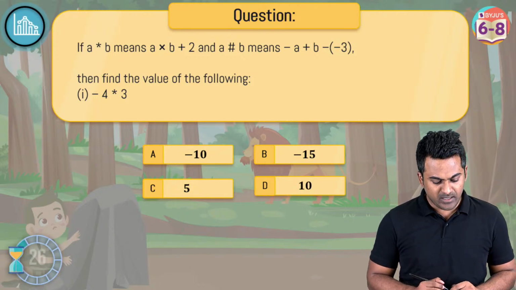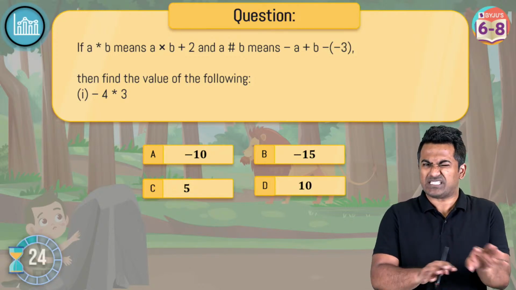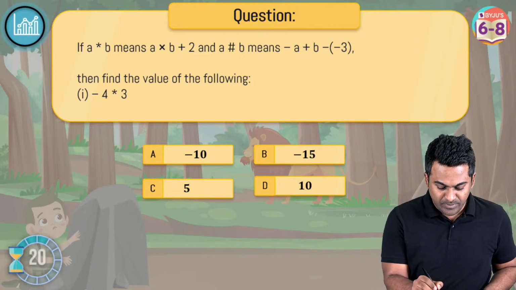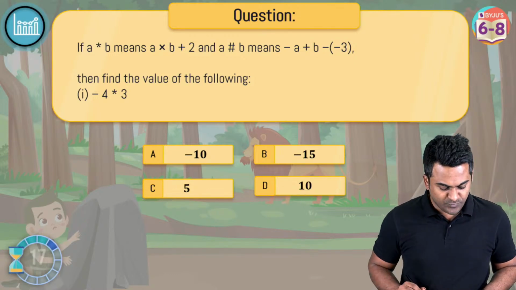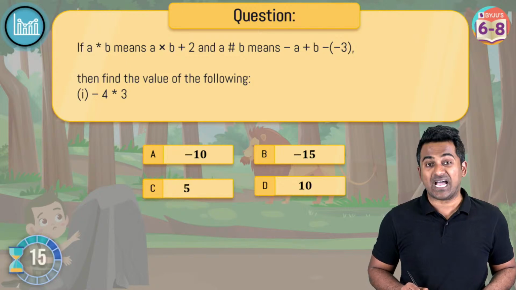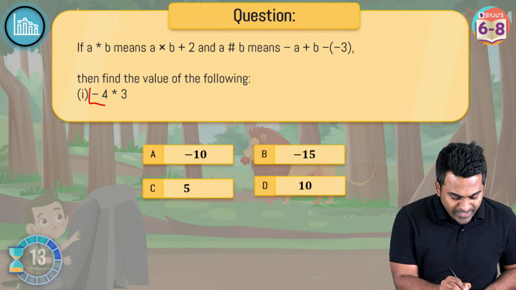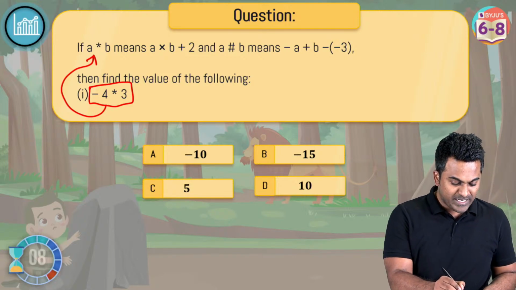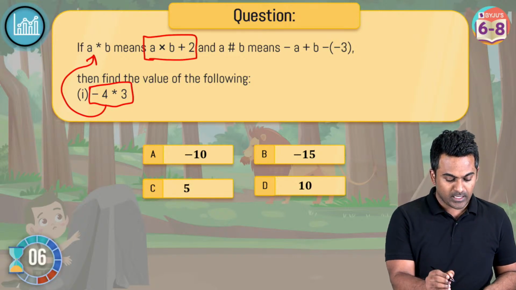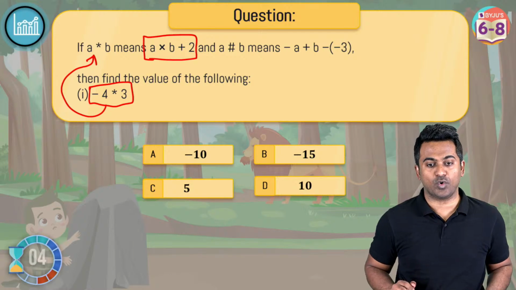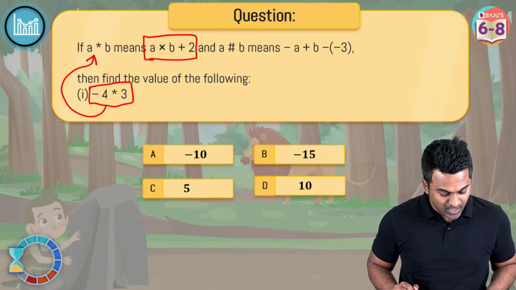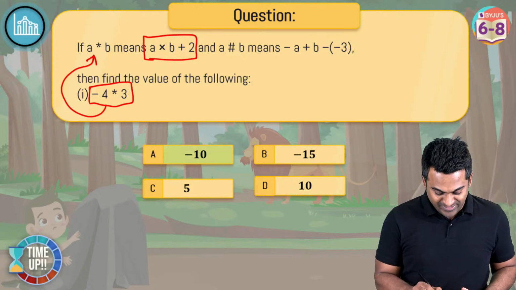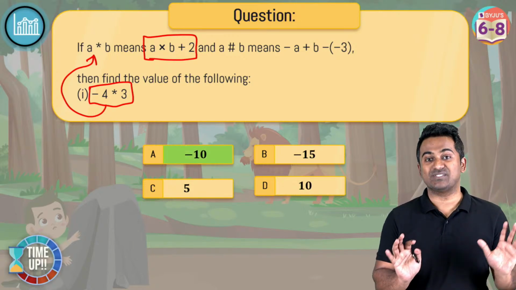So A star B means A multiplied with B plus 2. So this is going to be a simple game of substitution. And then A hash B is going to mean this. You've been asked to find the value of -4 star 3. So giving you a hint here, just compare this with this, where A is -4, B is 3. Simply substitute A as -4 and B as 3. The time is up for this, and the correct answer is -10.